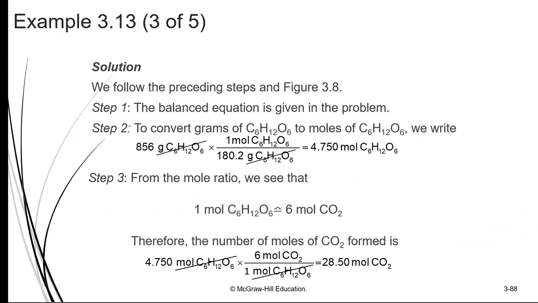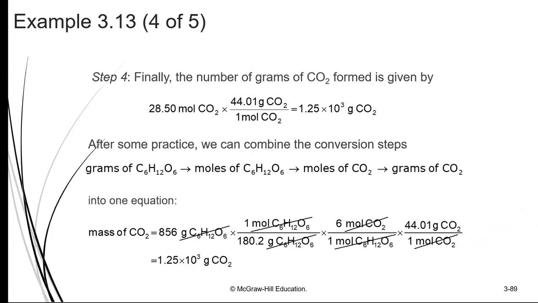So we can convert the grams of it to moles. So 856 divided by 180.2, and that tells us how many moles of glucose there was. Then we can use that mole ratio to turn it into moles of CO2. And then finally, we can convert those moles of CO2 into grams of CO2 for that process. And so if we did that all in one step, we get that equation, and that's how many grams of CO2 we would make.